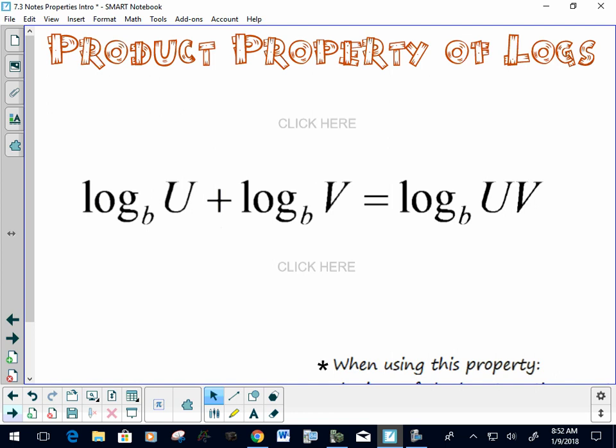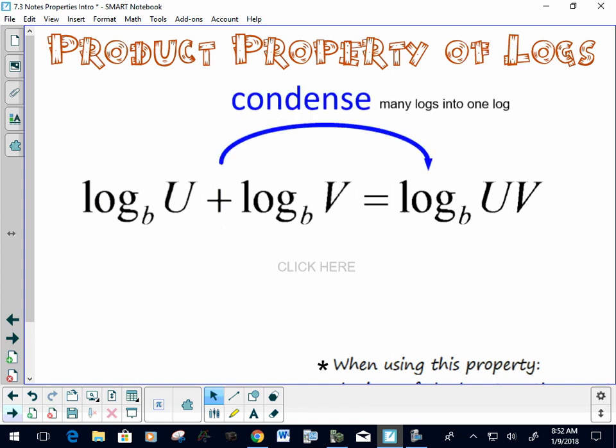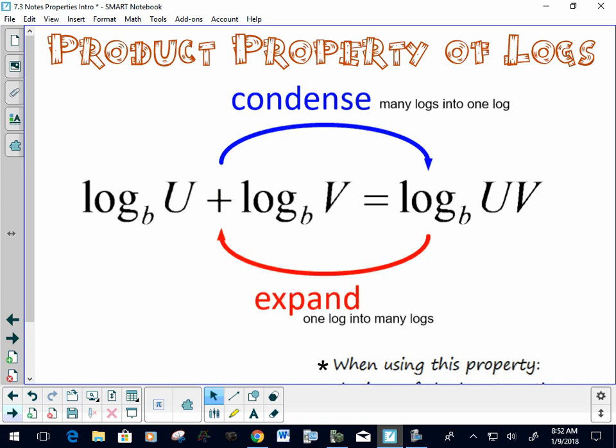We use this property in a couple of ways. Sometimes we have two logs being added and we want to do something that's called condensing. So we can take those two logs and condense them into one logarithm. But sometimes we actually want to do the opposite. Sometimes we have a log of a product and we want to do something called expanding it. So we kind of go both ways just depending on what our goals are.